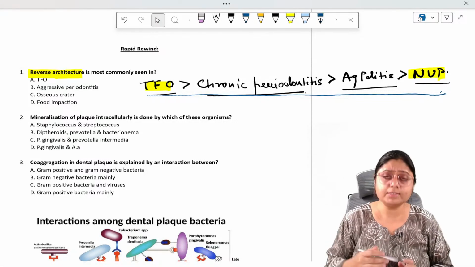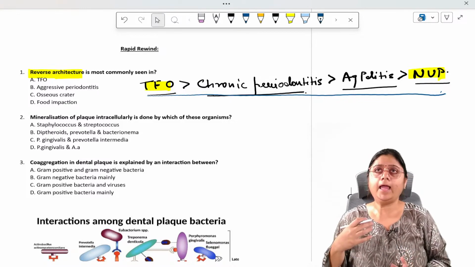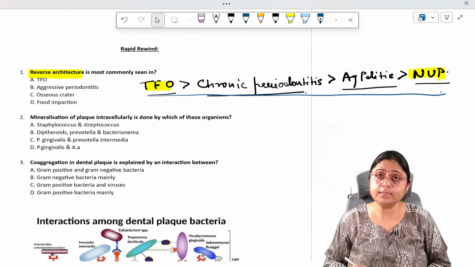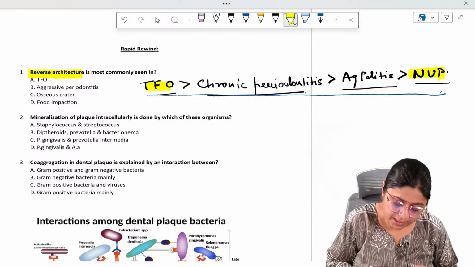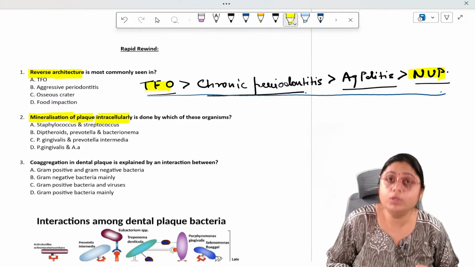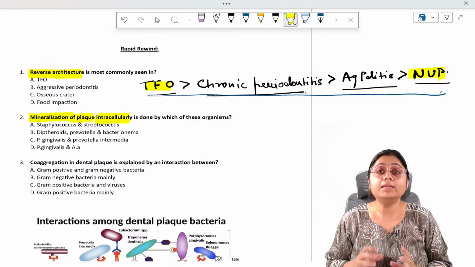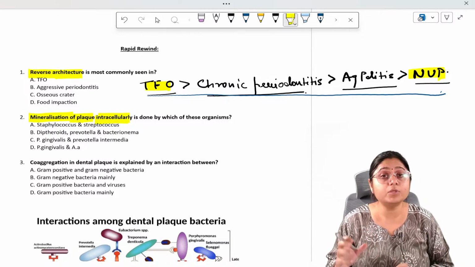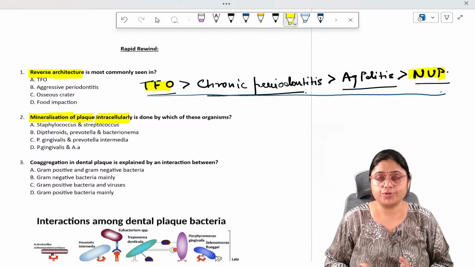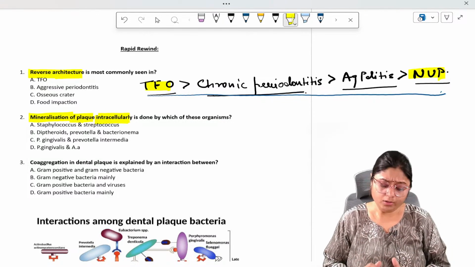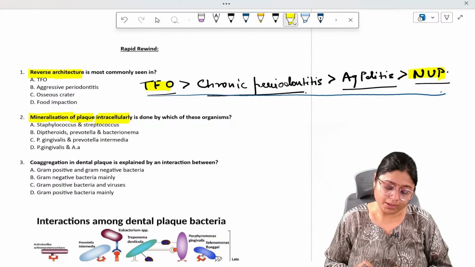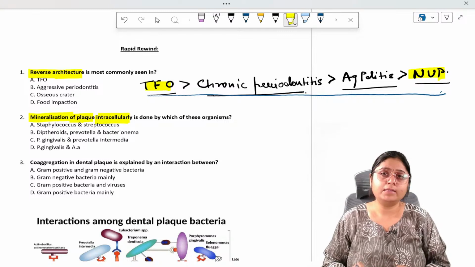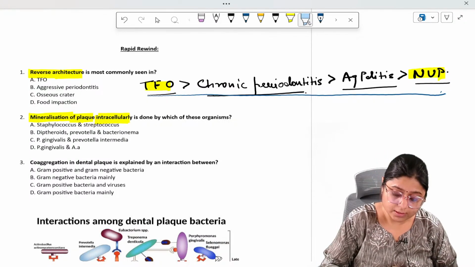This question is not controversial. This is a direct question which you need to memorize, and it was repeated last year in the NEET exam, and I think it was also repeated in 2015 and 2014. The question is: mineralization of plaque intracellularly, meaning in the bacterial cells. Which of these organisms show intracellular mineralization inside the plaque? Option A, Staphylococcus and Streptococcus. Option B, diphtheroids, Prevotella and Bacterionema. Option C, P. gingivalis and Prevotella intermedia. Option D, P. gingivalis and AA.